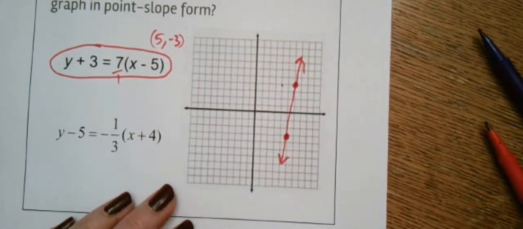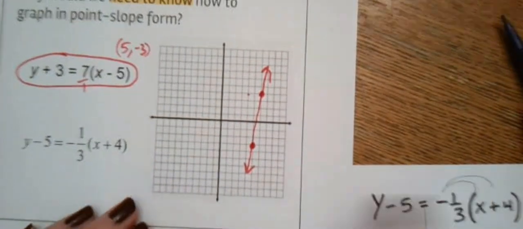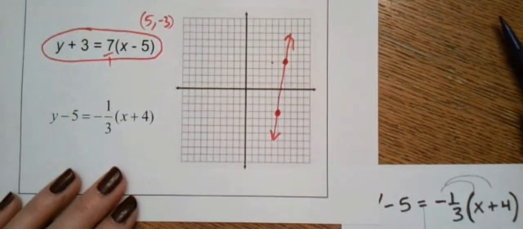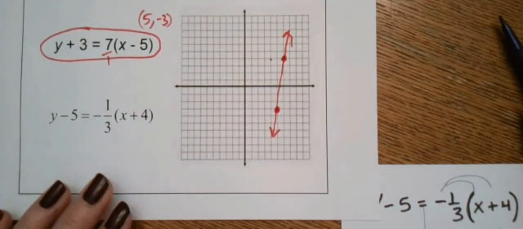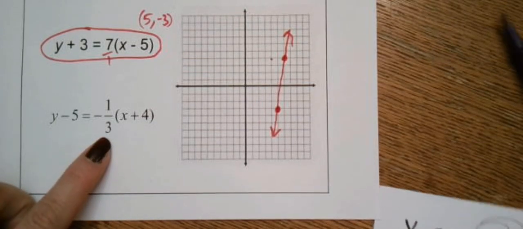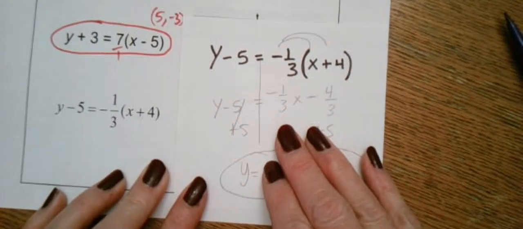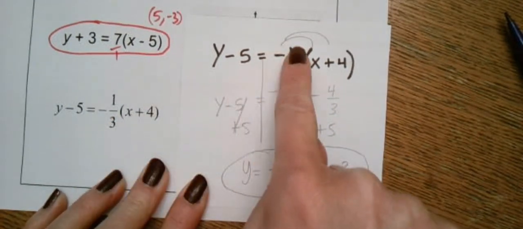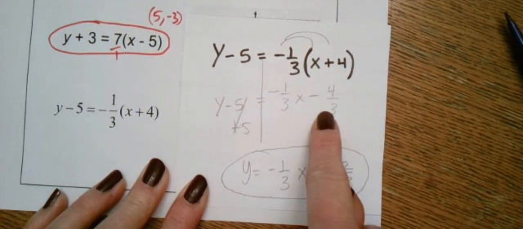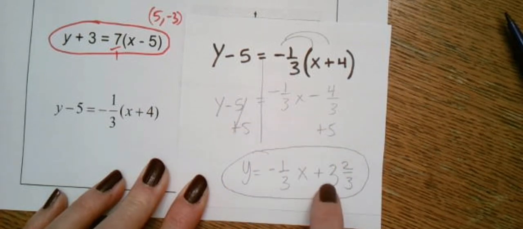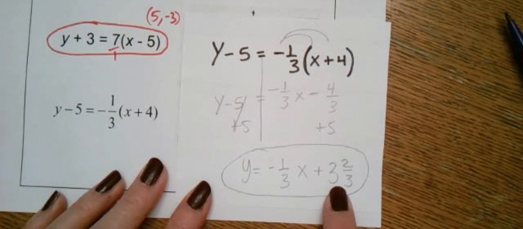Okay, let's think of another reason why we couldn't just always rely on changing it to y equals mx plus b. Well, here's a great example. You might be wondering, well, what's wrong with this? Well, look what happens. If I take this equation right here and I start distributing, ooh, that's icky, and then I add the 5 to both sides, that's super icky. Look at this y-intercept, 3 2/3.